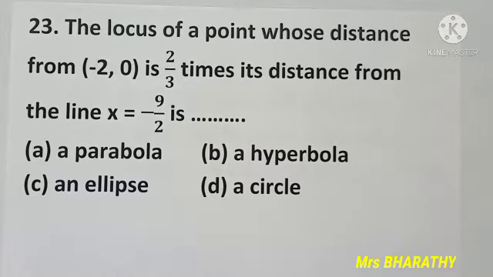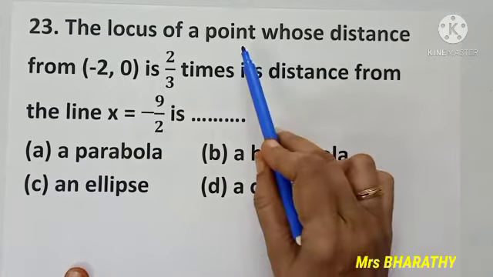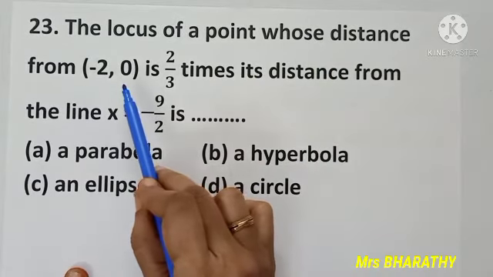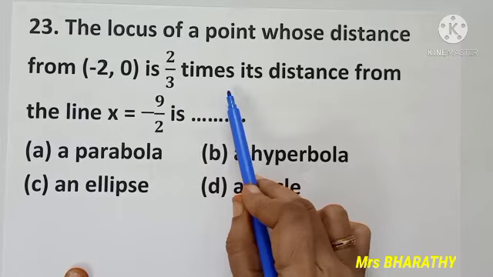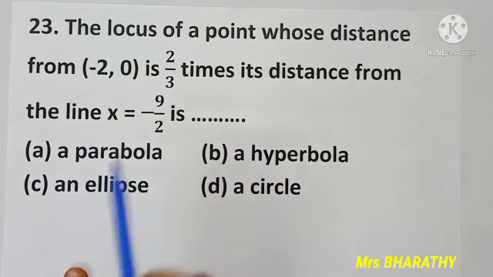Question number 23. The locus of a point whose distance from minus 2 comma 0 is 2 by 3 times its distance from the line.